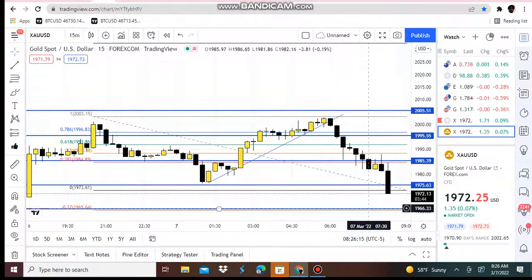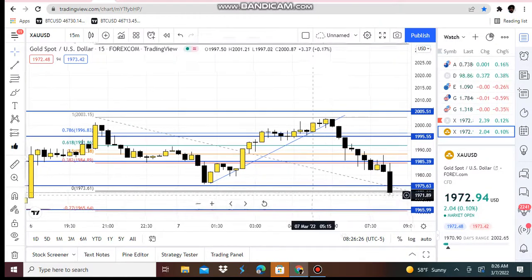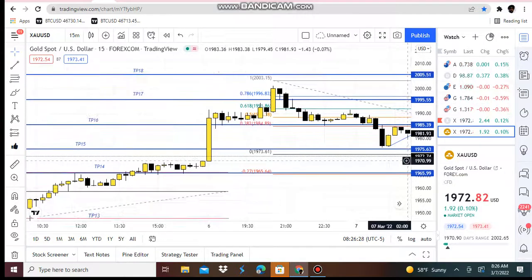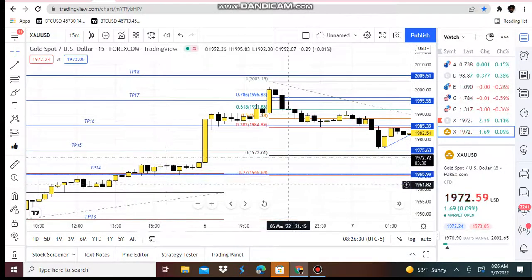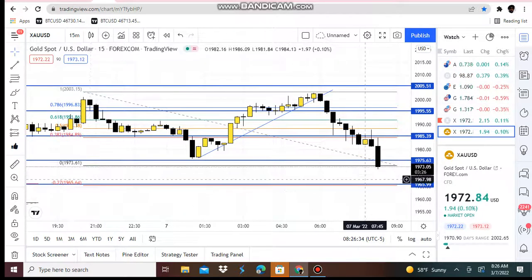And then what? Boom, price is heading back down right to the 27 extension as we speak. Right back down to take profit 15, 1965, or take profit 14. This is take profit 14. Basically, right back down to take profit 14, 1965, where it was just at March 4th, last Friday.